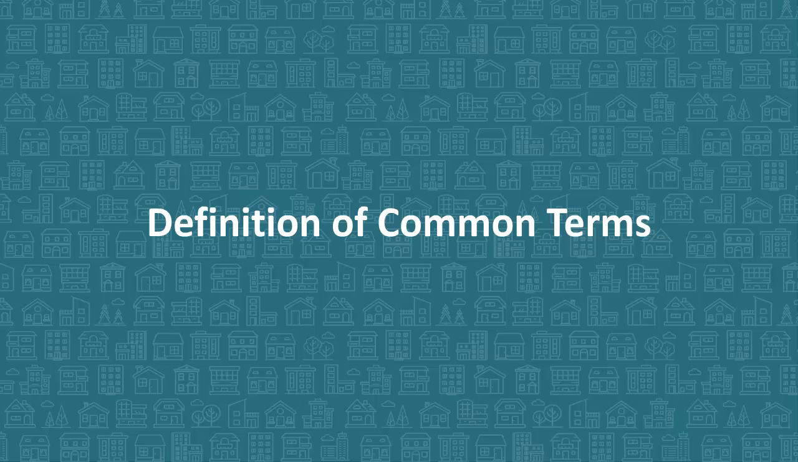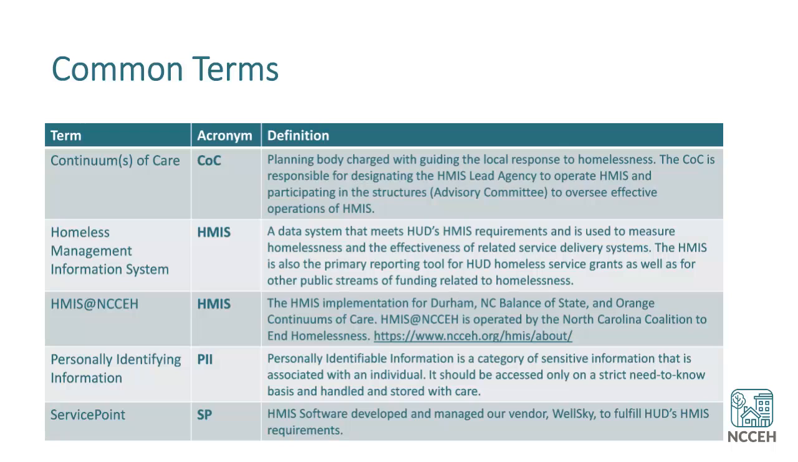To start out, we'll define some common terms. First off, continuums of care, also known as COC. These are the planning bodies charged with guiding the local response to homelessness. The COC is responsible for designating the HMIS lead agency to operate HMIS and participating in the structures, the advisory board, to oversee effective operations of HMIS. These are the bodies that design our privacy policies.